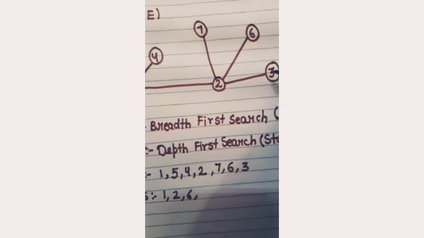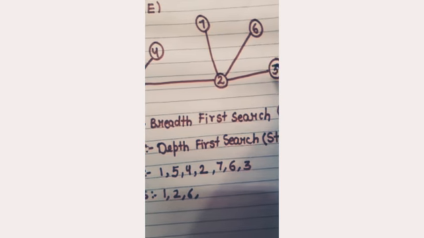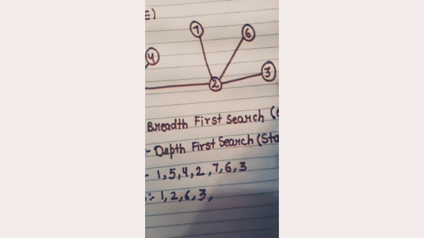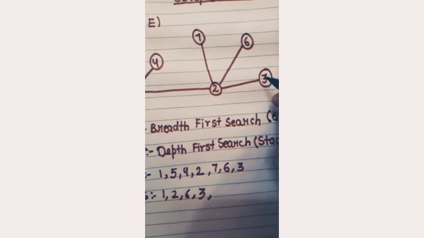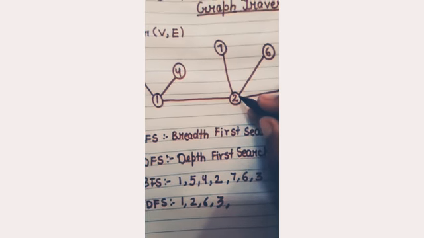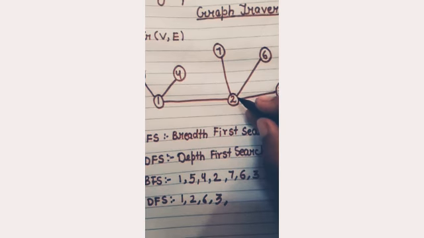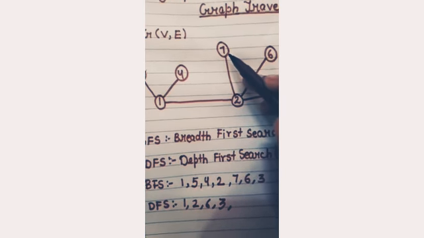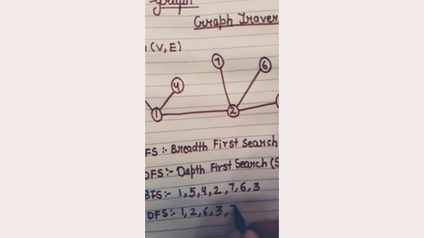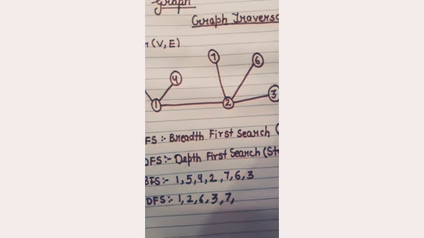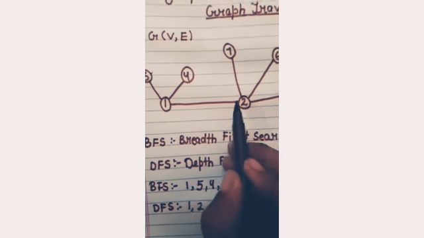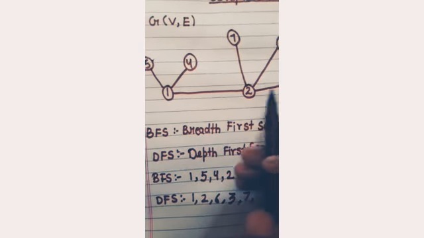From 2 we will come on other adjacent vertices. 3. So you write 3. 3 has got no other adjacent vertices. So you come back again on 2. From 2 you see whether 2 has any other adjacent vertex also. So you find that 7 is also the adjacent vertex of 2. So you write 7. But 7 has no other adjacent vertex. So you come back on 2. From 2 you see that now all the adjacent vertices of 2 are written.